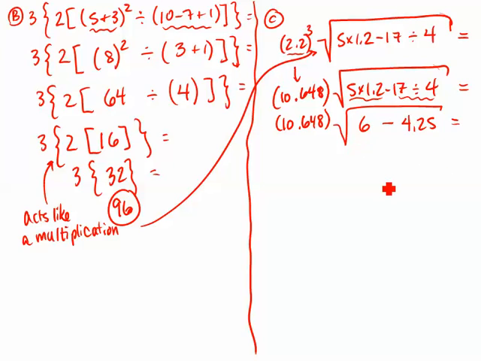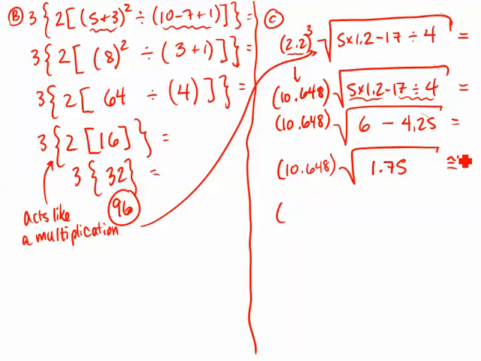So now let me continue on this problem. My 10.648 is still there because my root still has to be solved. And now I do the subtraction within this root because the root acts like a bracket. So 6 minus 4.25 is 1.75. And now I solve my root.